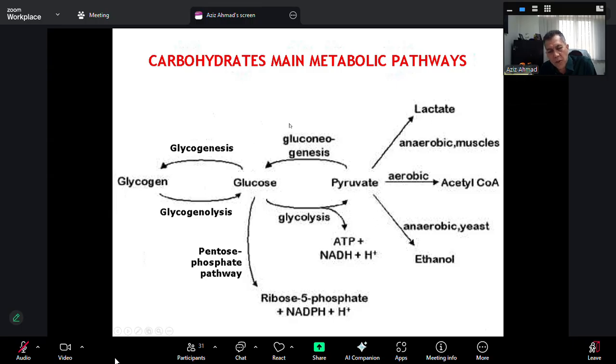That's why when you produce tape, it is sweet due to the glucose, and then you get ethanol, you get high, and then sometimes it gets sour after the ethanol is converted to acetic acid, vinegar, cuka. And then acetyl-CoA undergoes the Krebs cycle.